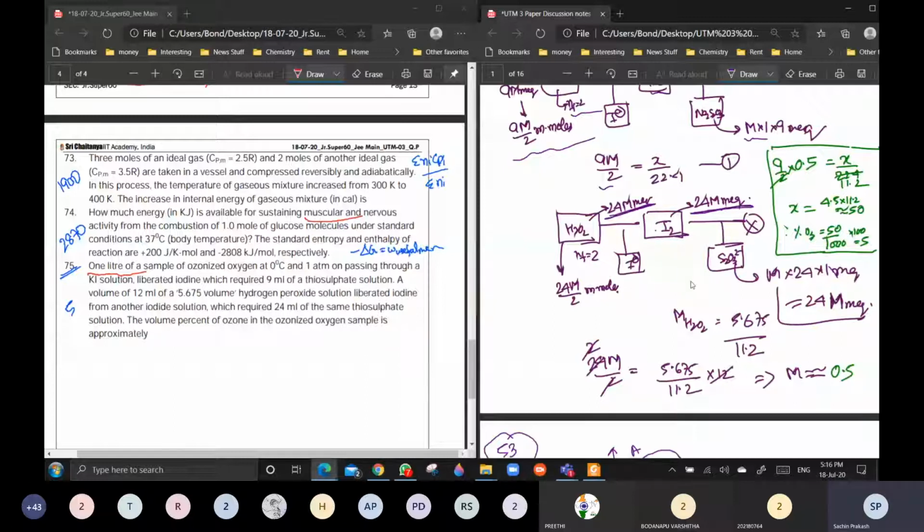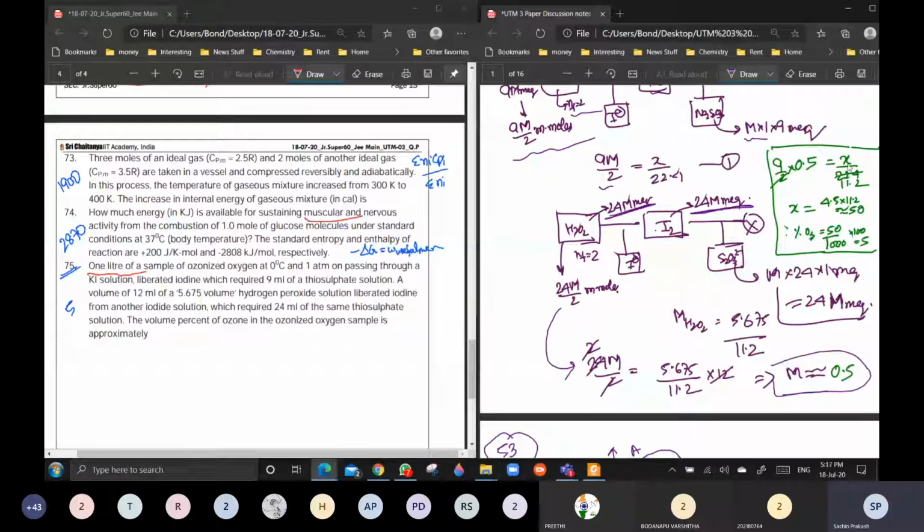Now the molarity of H2O2 is given through the volume strength, which is given to be 5.675. So molarity will be 5.675 by 11.2. Now molarity into volume, where the volume we are taking to be 12 ml, will be equal to the millimoles of H2O2 which we have calculated through this process. So if I write 24 M by 2 is equal to 5.675 by 11.2 into 12, I will get M to be approximately 0.5.